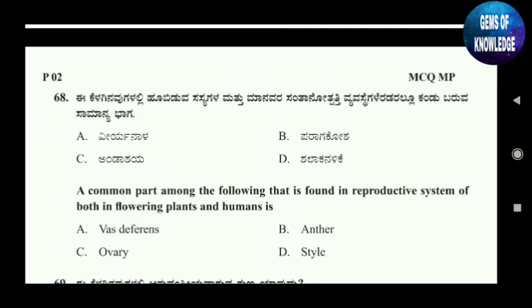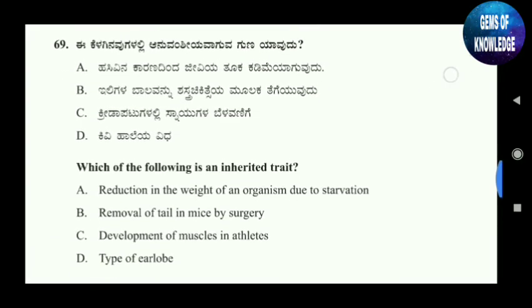Moving to the next question, the 69th one. Which of the following is an inherited trait? What do we mean by inherited traits? Inherited traits are those transferred to the next generation from their parents. Four options have been given. The first one is reduction in the weight of an organism due to starvation. This is not possible; the reduction of weight is not transferred from parents to their offspring.